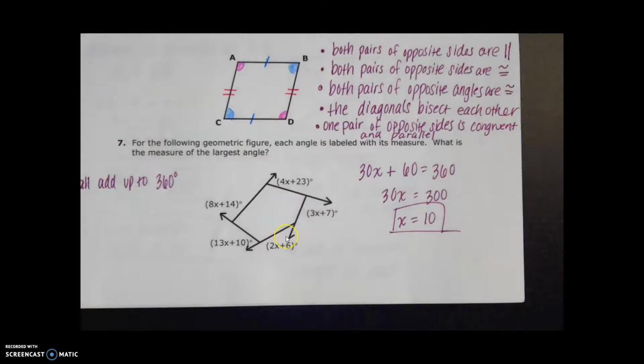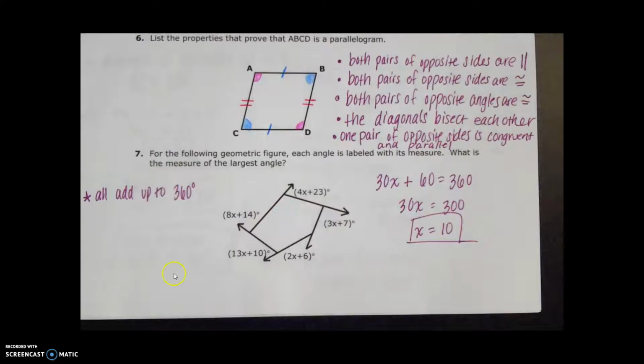Number 7, it says, which of the following geometric figures? Okay, so for the following geometric figure, each angle is labeled with its measure. What's the measure of the largest angle? So it's looking at the exterior angles on this figure, and remember that exterior angles all add up to 360. So what you have to do is add all of these up, equals 360, and solve for x.